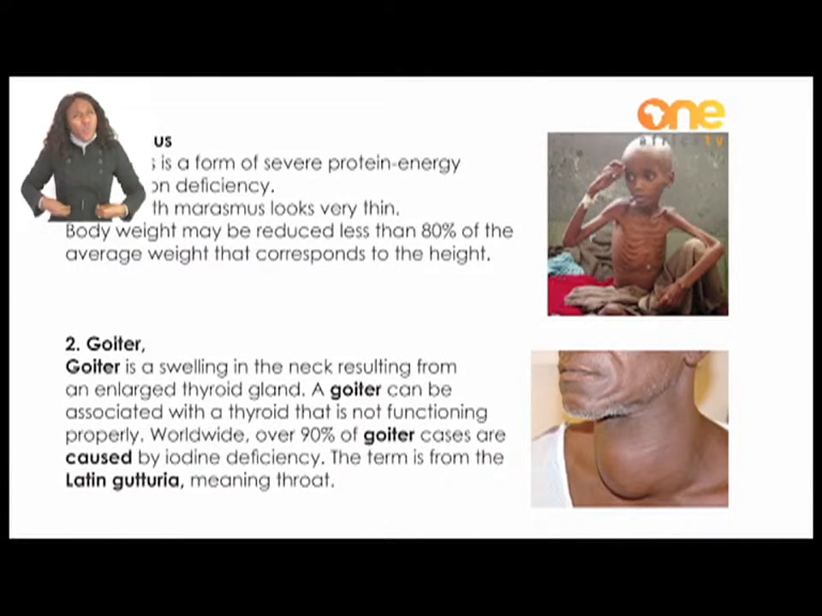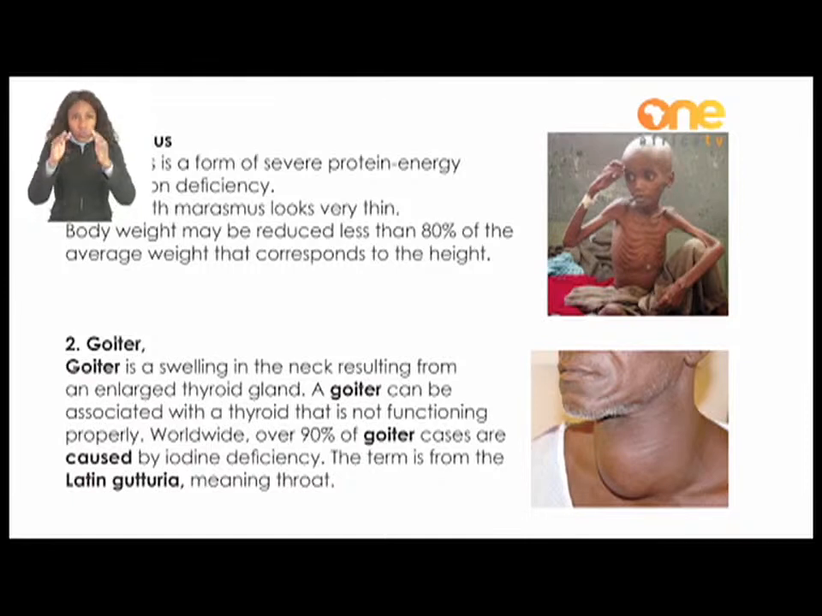How will you know that this child is suffering from malnutrition? So a child with marasmus looks very thin, just like what you see on the picture there. The child looks very thin. The body weight may be reduced to less than 80% of the average weight that corresponds to the height.